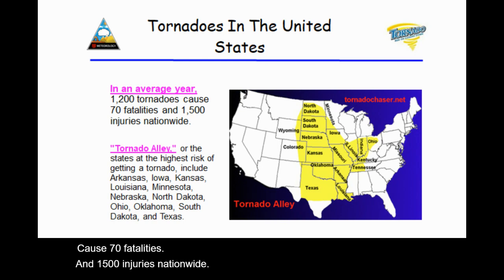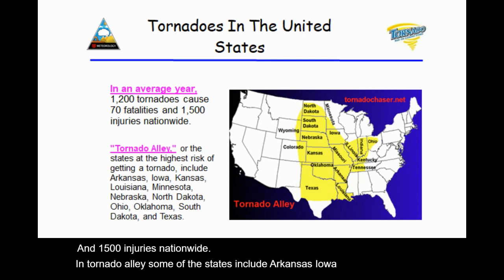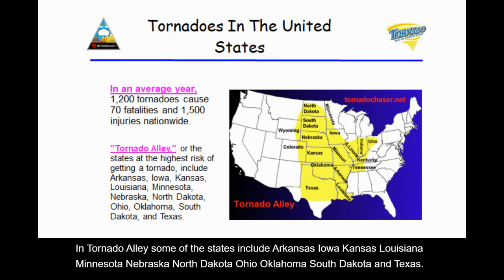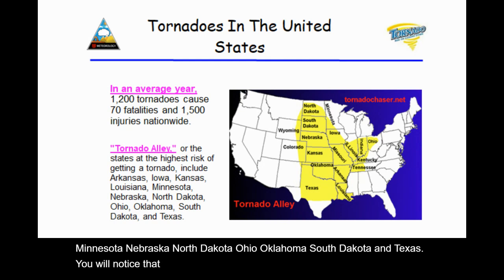In Tornado Alley, some of the states include Arkansas, Iowa, Kansas, Louisiana, Minnesota, Nebraska, North Dakota, Ohio, Oklahoma, South Dakota, and Texas. You will notice that Pennsylvania is not included in Tornado Alley.